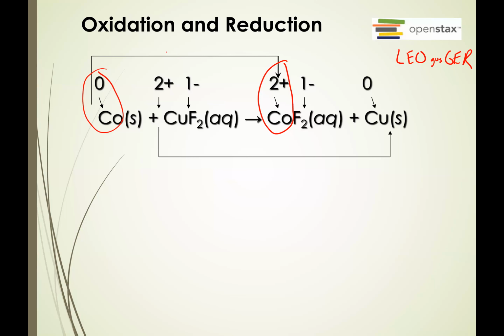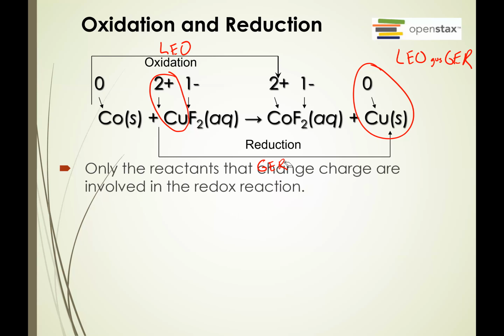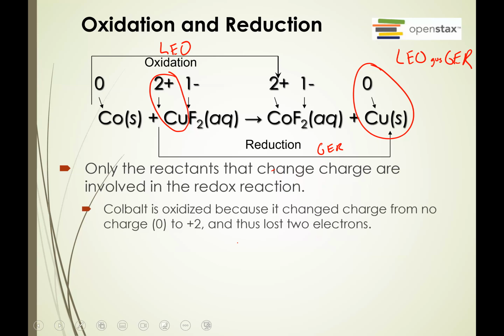I'm just going to write LEO here: lose electrons, oxidized. Now let's look at copper. Copper went from a +2 to a 0. So did it become more negative or more positive? +2 to 0, more negative, which means it gained electrons, and therefore it was reduced. So I'm going to put GER, gain electrons, reduced. That's how we figure out who's oxidized and who's reduced.